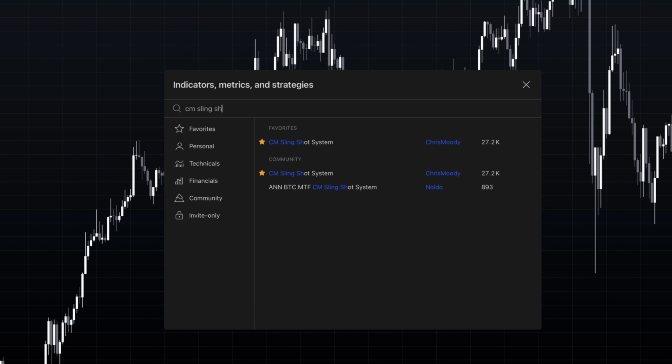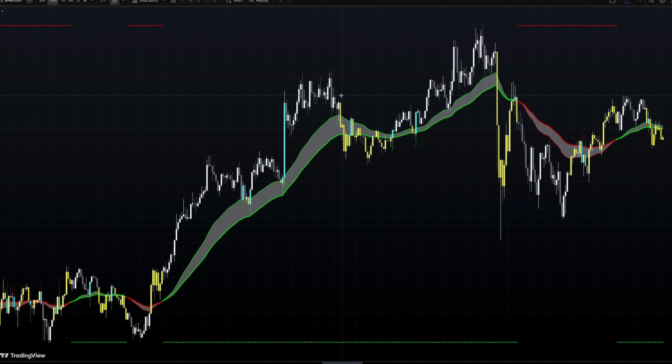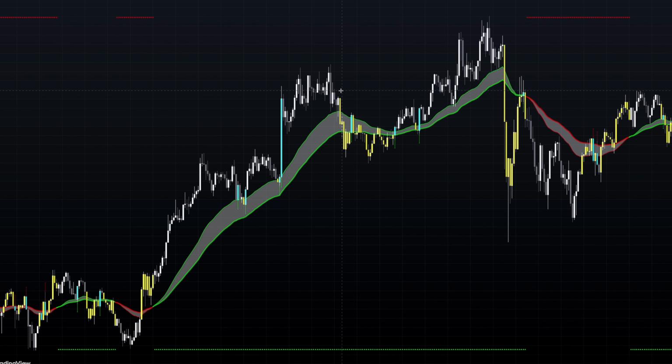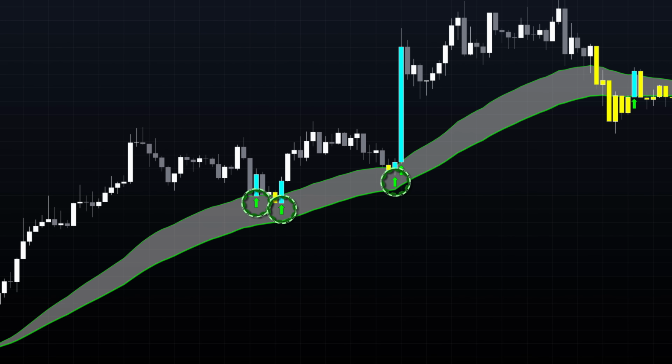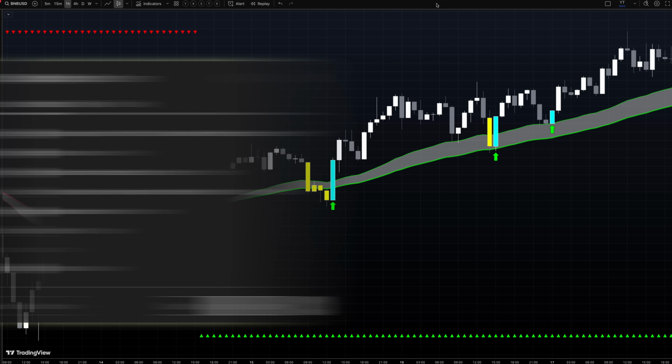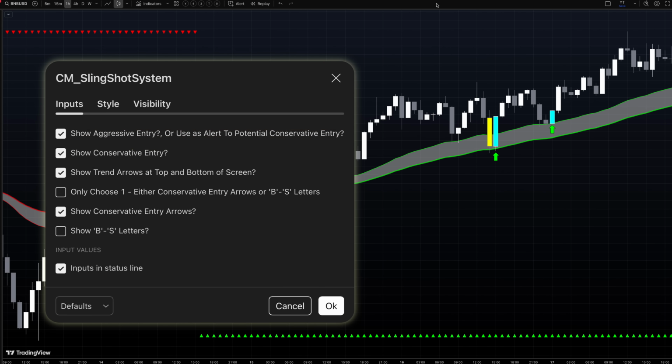Created by Chris Moody, the Slingshot system operates as a dual EMA trend-following methodology designed to keep traders aligned with market momentum while providing entry timing. The core mechanism uses a 38-period fast EMA and 62-period slow EMA to establish trend direction, with the system generating signals based on price behavior relative to these moving averages during pullbacks. The methodology distinguishes between aggressive and conservative entry approaches.